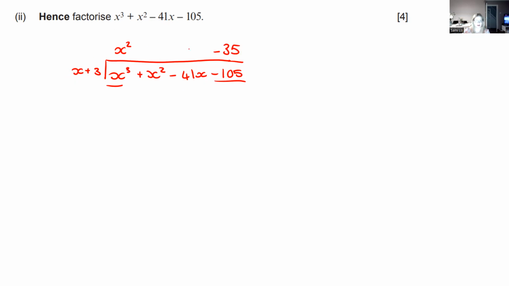Now I'm at this scenario, but I don't know what the middle value is. So at this point, what I'm going to do is just do a separate bracket of just working out what the middle value is going to be. So x plus 3 and x squared minus 35. Now I just expand out. I find this is the simplest way to do this. There are other methods though.